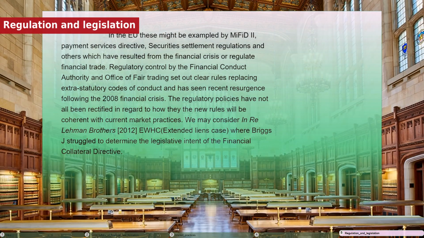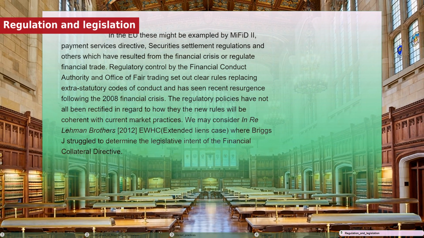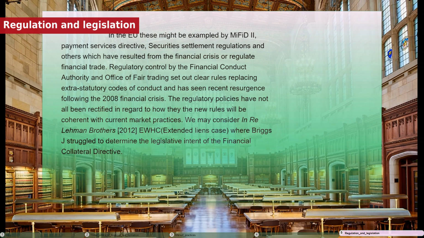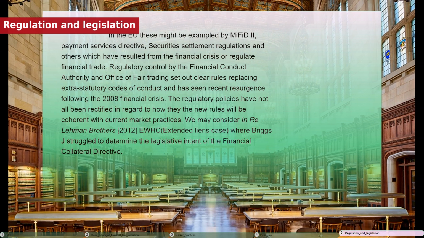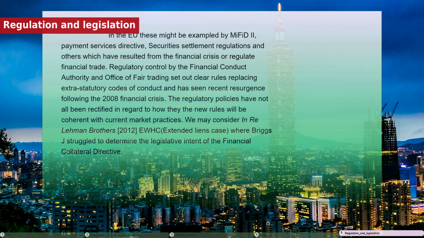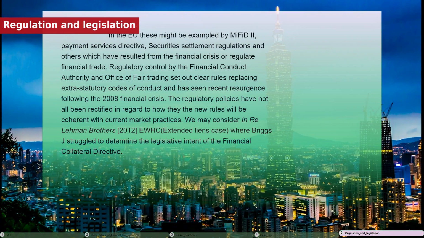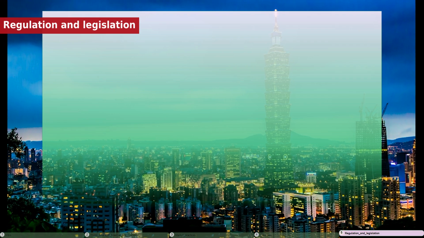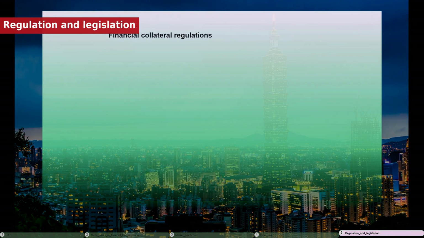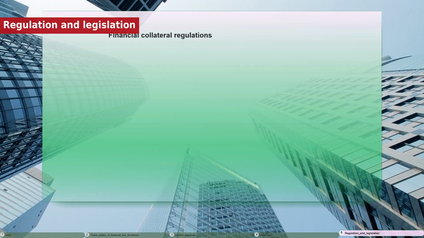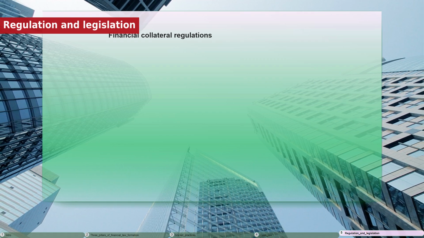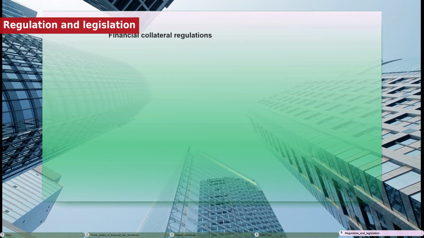Can you give me examples of these regulations in action? Sure. MiFID II and various payment services directives are great examples that emerged after the financial crisis to regulate trading practices. Alongside these are the Financial Conduct Authority regulations, ensuring better governance in market conduct. That sounds comprehensive, but not everything has been perfectly aligned with existing practices, right? Correct, as demonstrated in the In re Lehman Brothers case, where the intent behind regulations faced scrutiny.